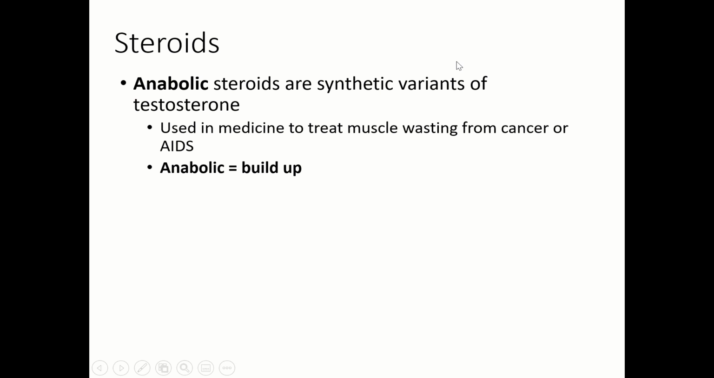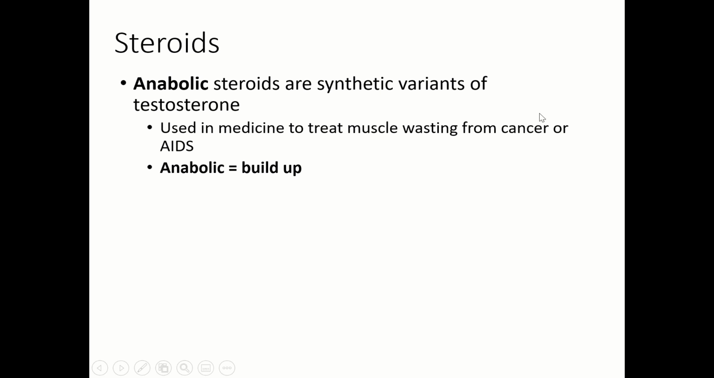Now, steroids are categorized as either anabolic or catabolic. Anabolic steroids, anabolic means build up. So anabolic steroids are synthetic variants of testosterone that are used to build muscle. They have a very important medical use treating people who are getting treatment for cancer and are losing muscle mass because of cancer or because of AIDS, or because their bodies can't make enough muscle tissue on their own. There's some rare conditions in which people don't make enough muscle tissue. Sometimes by giving them anabolic steroids, you can get their cells to make more muscle tissue. So there are medical treatments for it.